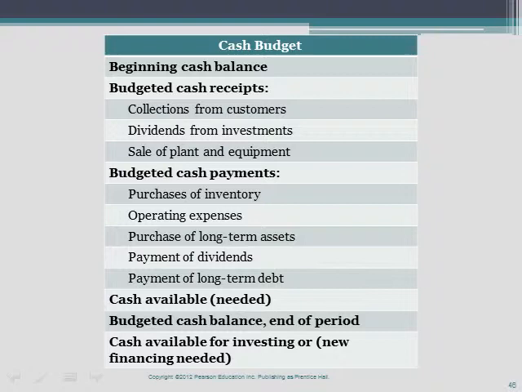Receipts can include collections from customers, investment revenue, and proceeds from sales of long-term assets. Payments include inventory purchases, operating expenses, purchases of long-term assets such as property and equipment, and payment of dividends and long-term debt. A subtotal is determined, and then that amount is compared to the budgeted cash amount. If the cash available is less, financing may be needed. If it is more, cash is available for investing.